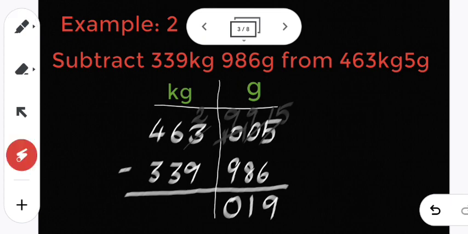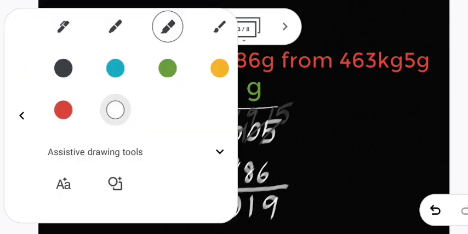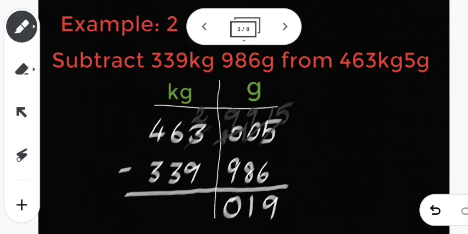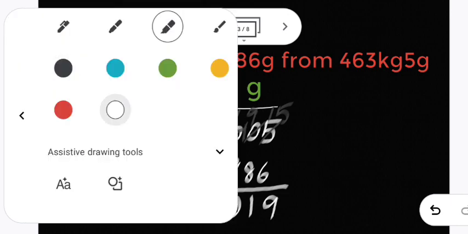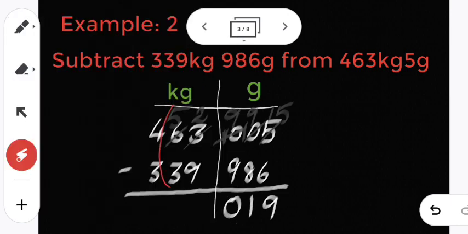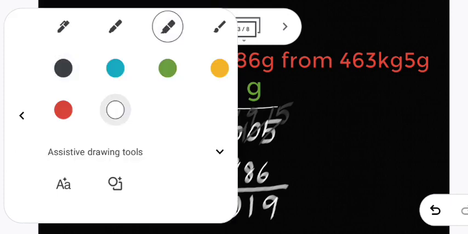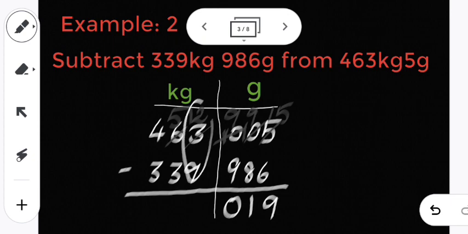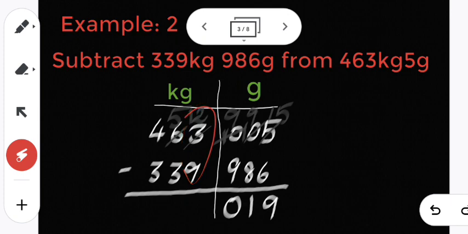And here 2 and 9, you cannot minus, so you will borrow here. If you borrow here there will be 5. So now here it will be 12. So 12 minus 9, it will be now 3.